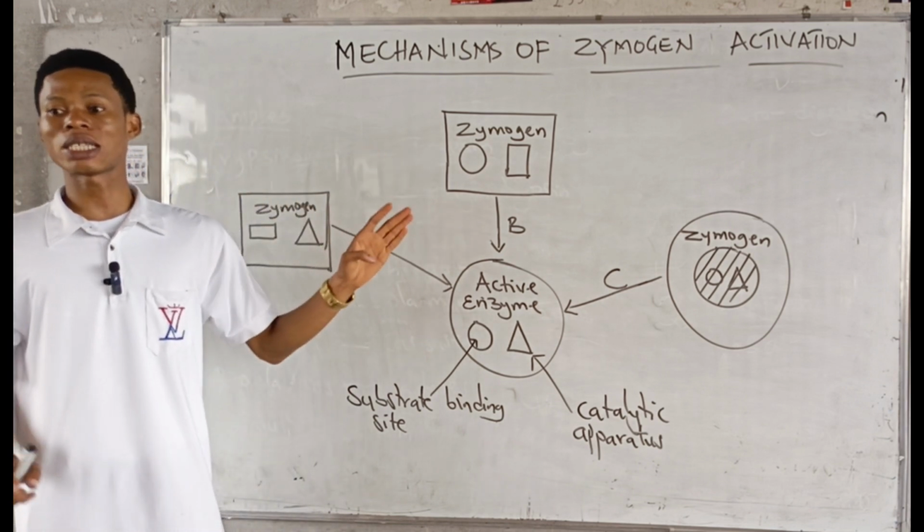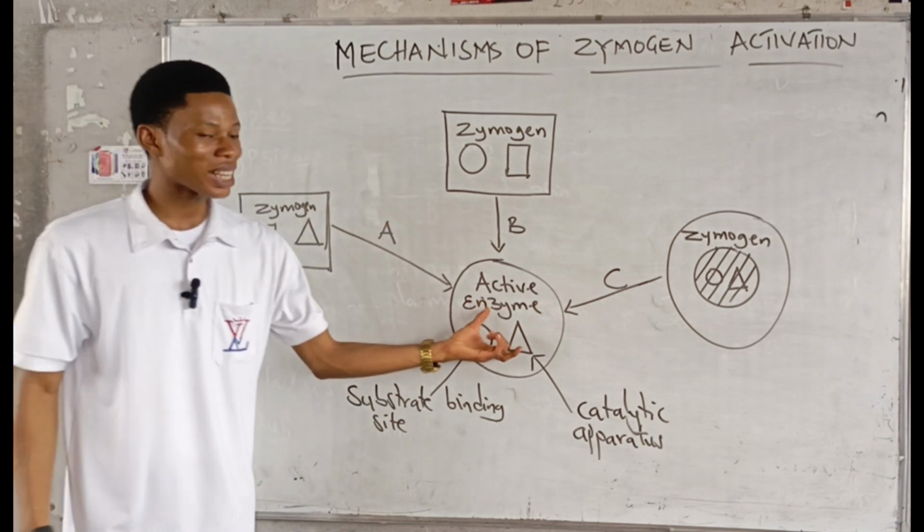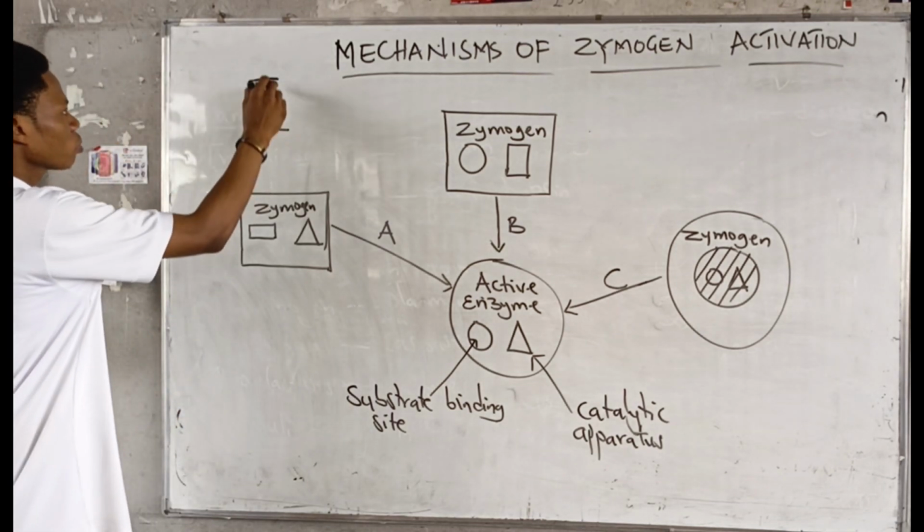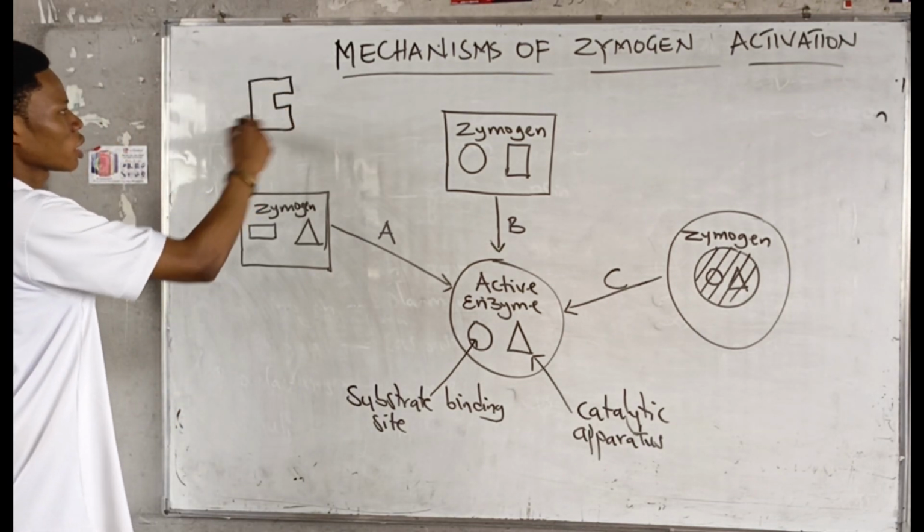But before we look at the mechanisms one after the other, let's look at the active enzyme. An enzyme is like this. Let's take this to represent an enzyme.